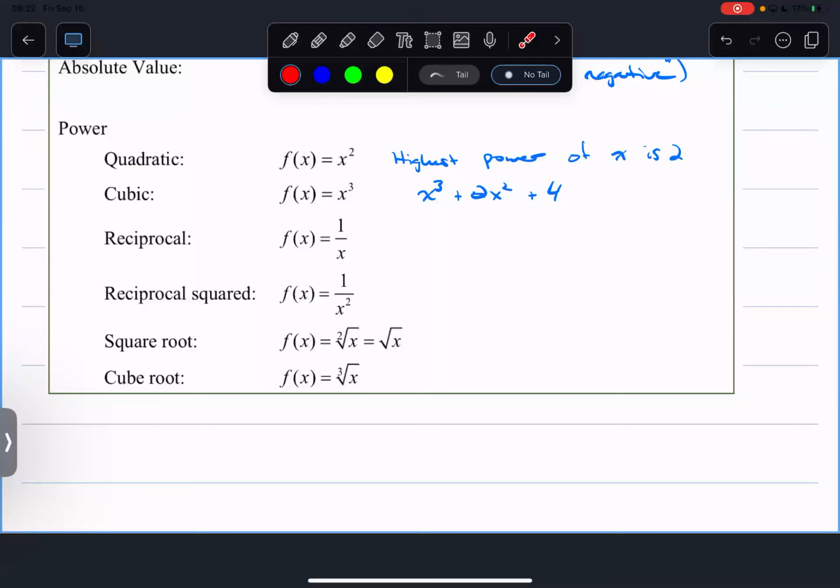How about the reciprocal? The reciprocal is when you have 1 over the input. Okay. That's good to recognize. Also, the reciprocal squared. Right? Obviously, if you see the reciprocal, you'll also see the reciprocal squared. So we'll look at those. Square root, we've seen already.